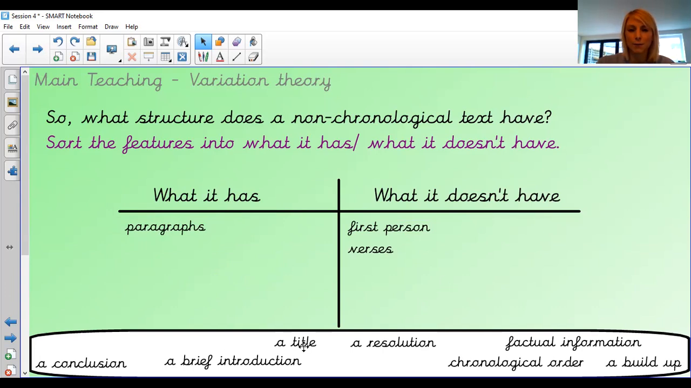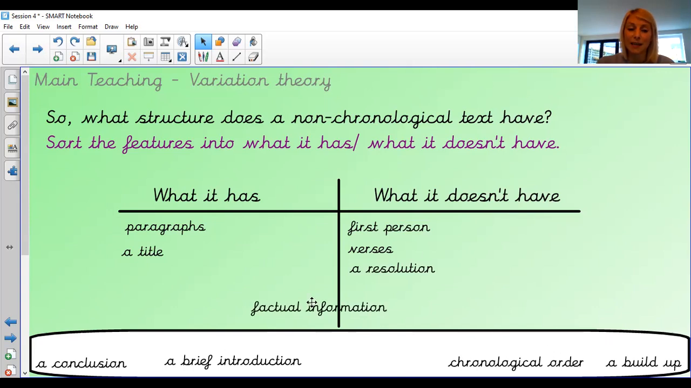What about a title? Yep, it has got a title, hasn't it? We highlighted that on the last page. What about a resolution? So when a problem is solved. Not really, that's more of a story, isn't it? A report might report about problems and say how they were solved, but it's not really telling the story. So I'm going to put a resolution over here. It doesn't have that.